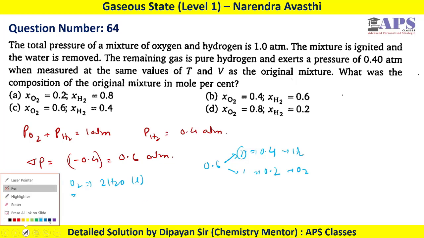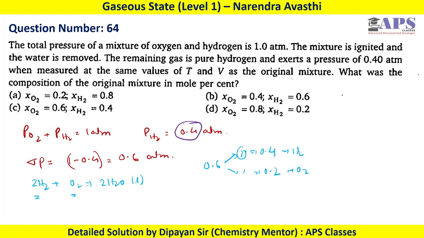Now initially we have information for the remaining partial pressure of hydrogen, and it is the reacted partial pressure of hydrogen. So total partial pressure of hydrogen will be 0.4 plus 0.4, so it will be 0.8, and the partial pressure of oxygen will be 0.2. So partial pressure of hydrogen is 0.8 and partial pressure of oxygen is 0.2. So that's why option A will be the correct option.